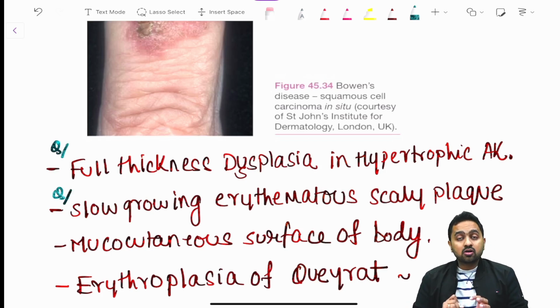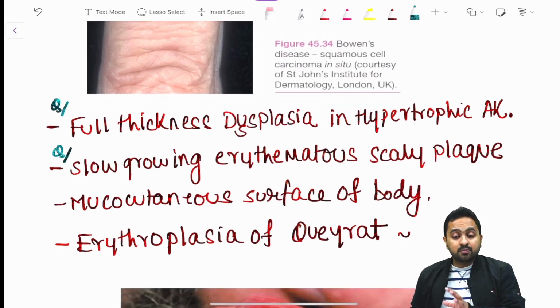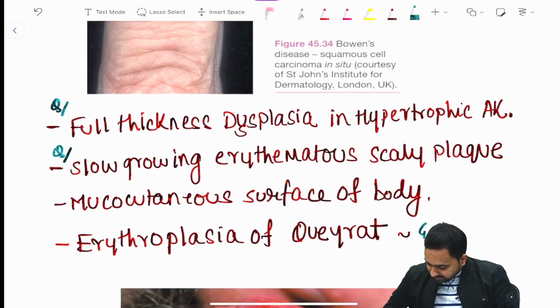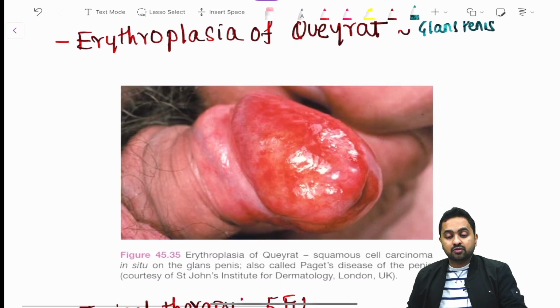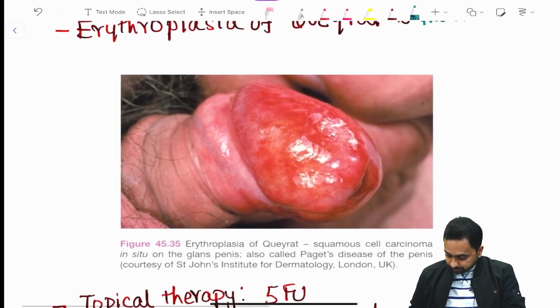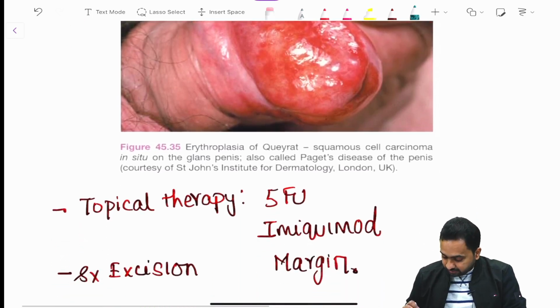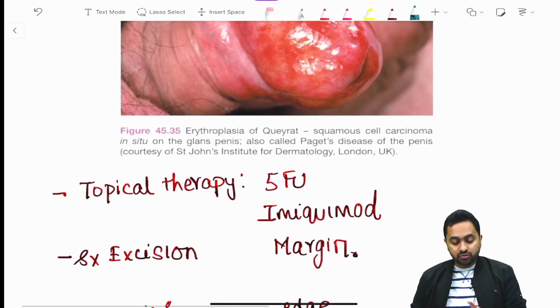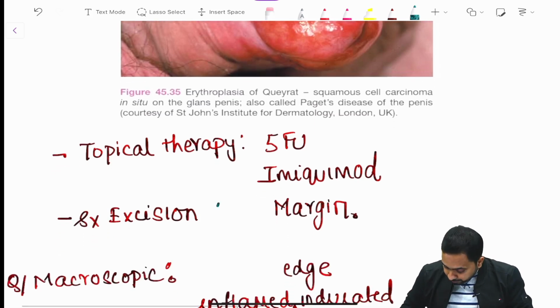Now it occurs at the mucocutaneous surface of the body, and it is known as erythroplasia of Queyrat when it occurs at the glans penis. So this is an example of your erythroplasia of Queyrat, right. The topical therapy includes your 5-fluorouracil and imiquimod, and your surgical excision would include your 4 mm margin.